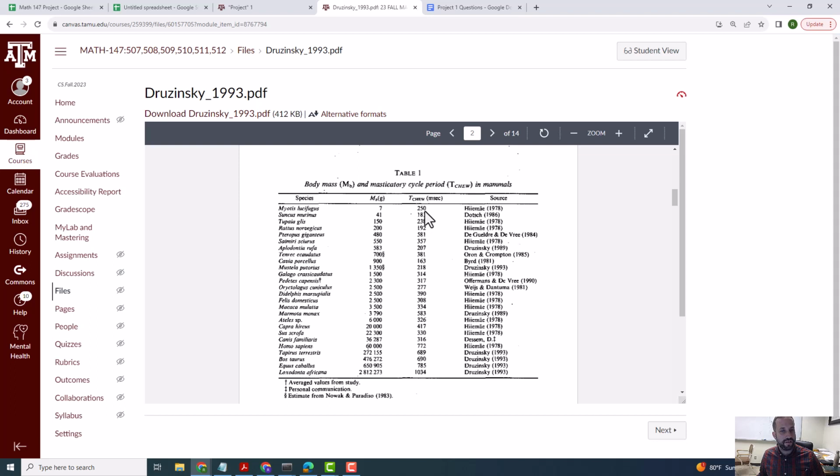So if I do 250 divided by 250, there's 1,000 milliseconds in a second. If I do 250 divided by 1,000, I'm going to get 1/4. So in other words, this animal does 1 chew every 1/4 of a second. So that means he does 4 chews per second.